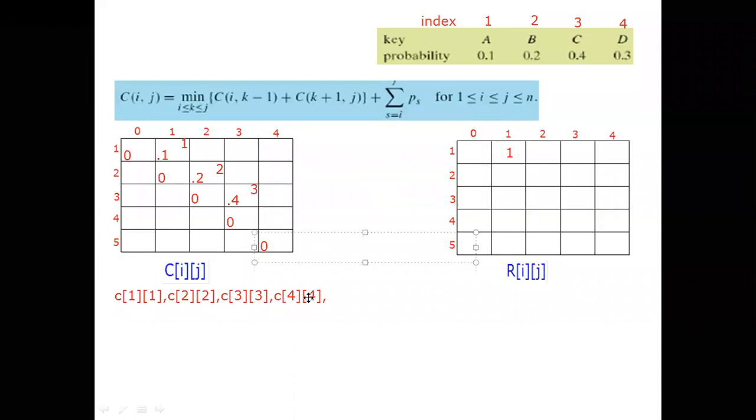Next is 4 4. What is the value? 0.3, and the index value is 4. 4 4 means we are only considering the fourth key. The value given as probability is 0.3, and the superscript I have to write is 4. I will adjust that value.